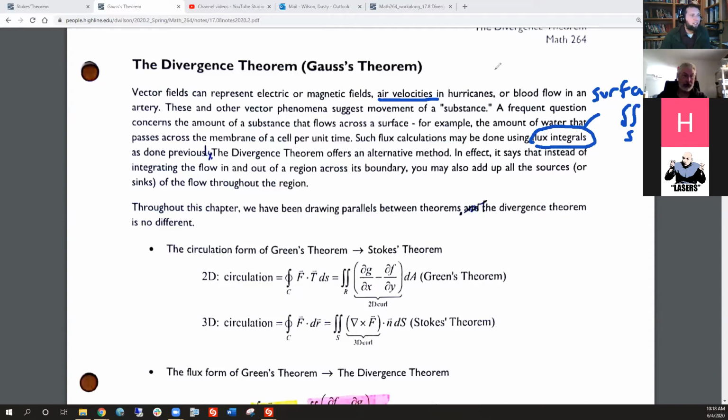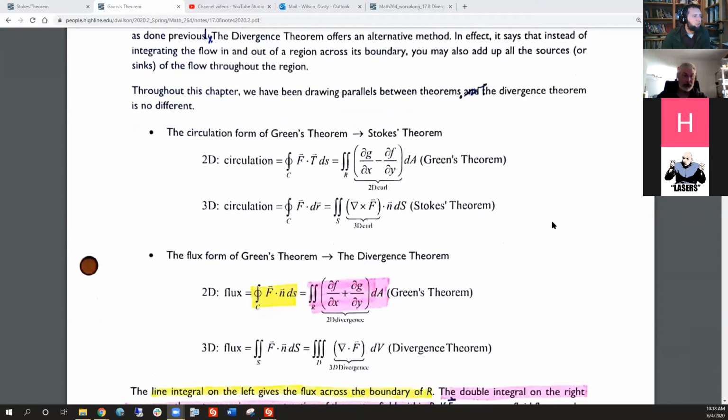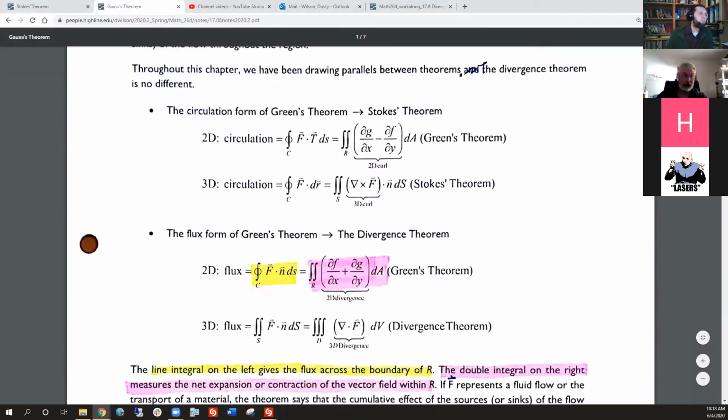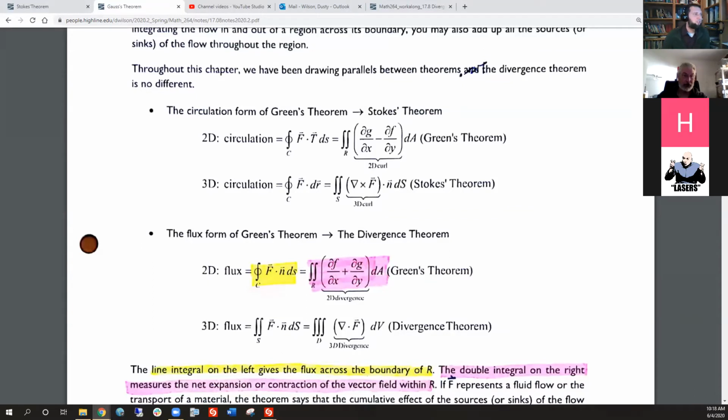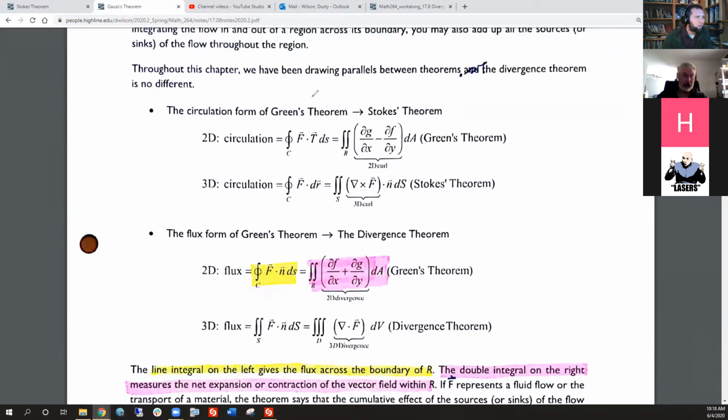Like we did in the last section, I'd like to spend a little bit of time looking at the parallels between theorems. Throughout this section, we've been drawing parallels between theorems, and the divergence theorem is no different. There are two bits. This first part is talking about Green's theorem, and this would be connecting to Stokes' theorem. And here we're looking at the circulation form.